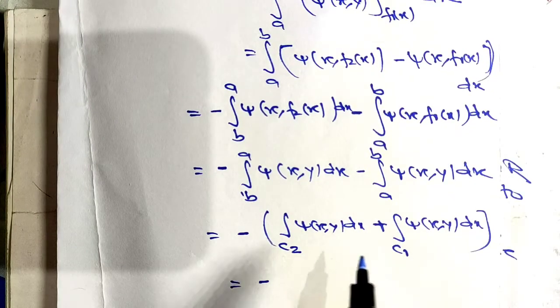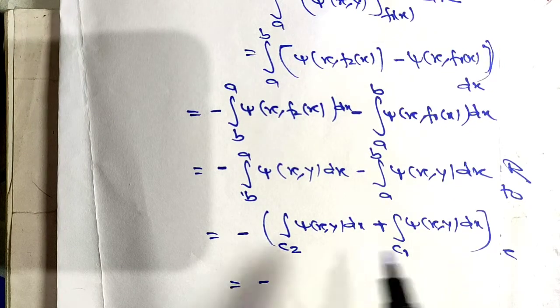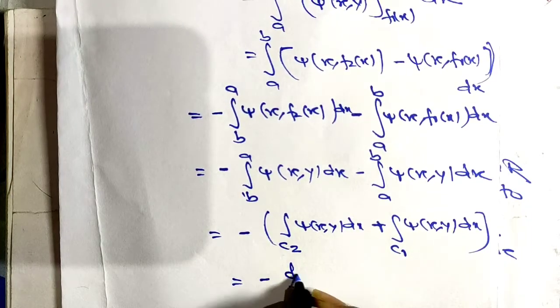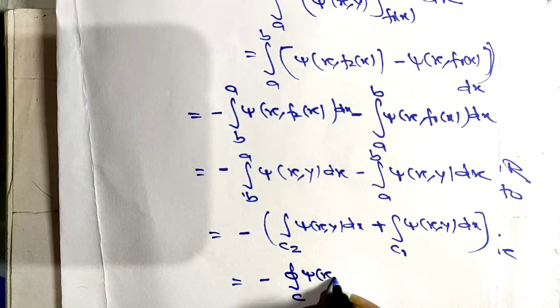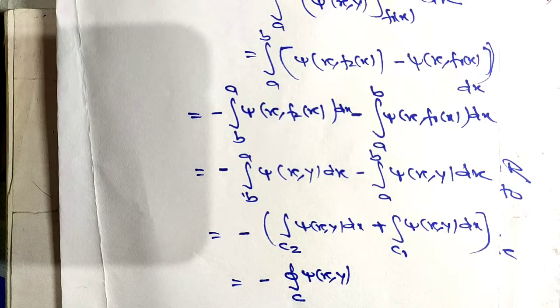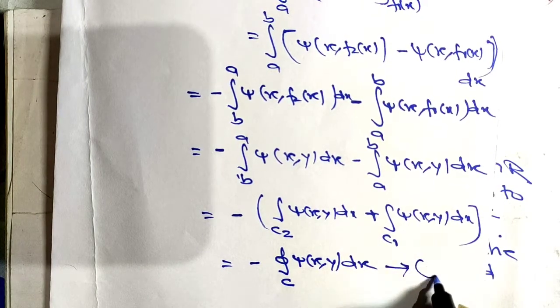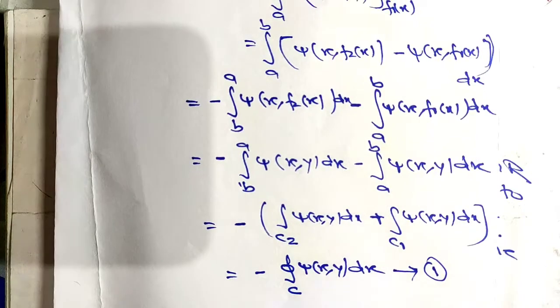If we split any closed surface into two parts, then after adding their integrations, we get the integration of the whole surface. So this is the integration of the whole curved surface C. We consider it as number 1.